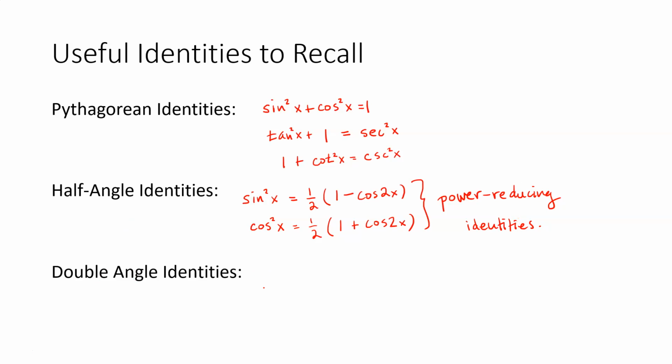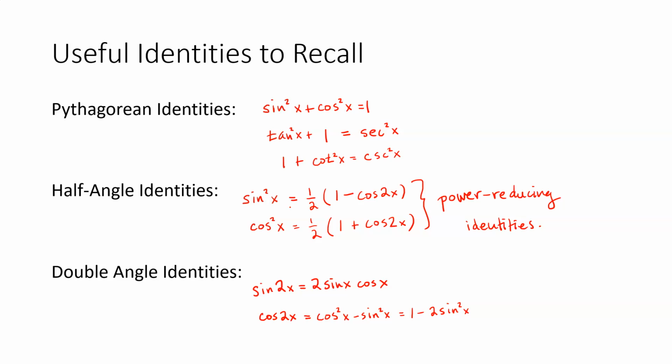The double angle identities are ones that will also be useful, like sine of 2x is equal to 2 sine x cosine x. This will be useful from time to time. And for cosine of 2x, we notice that these identities up here are really just a variation of cosine 2x. So, for instance, cosine 2x I can write as cosine squared minus sine squared. If I replace cosine squared with 1 minus sine squared, I get 1 minus 2 sine squared.